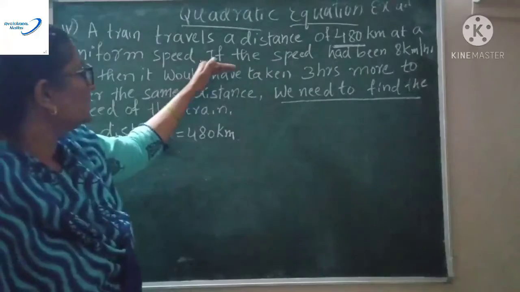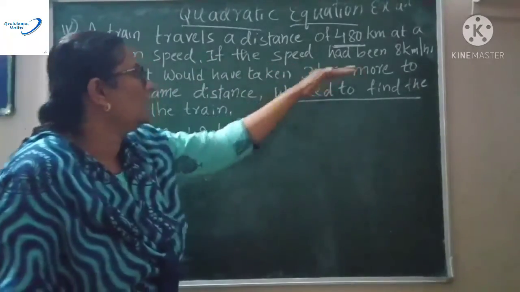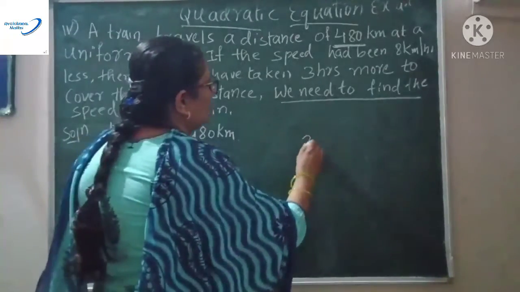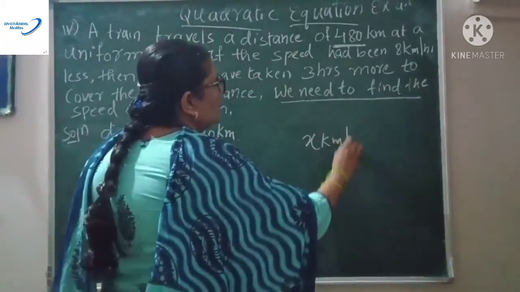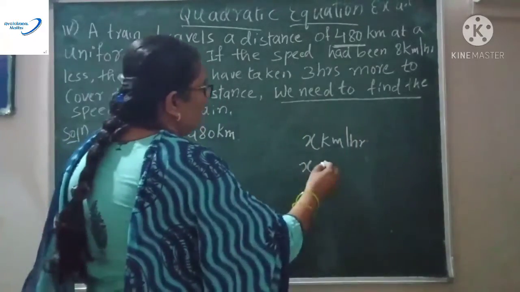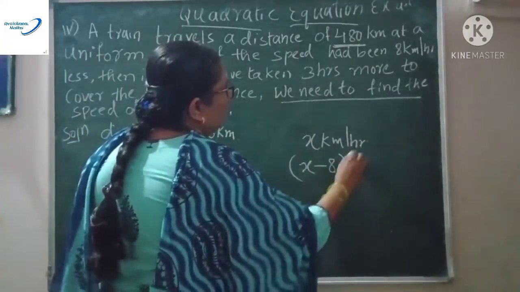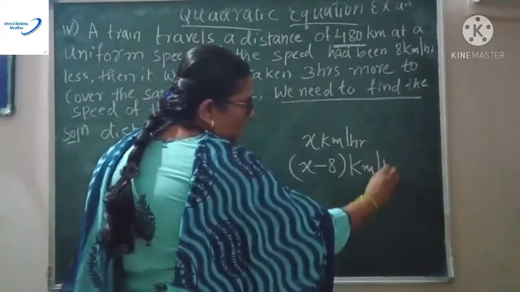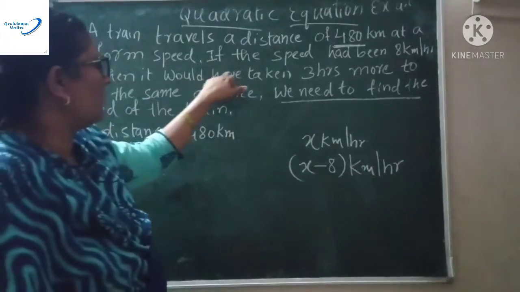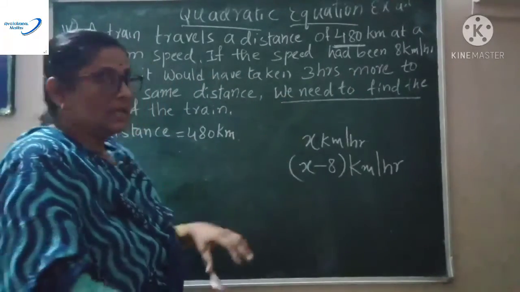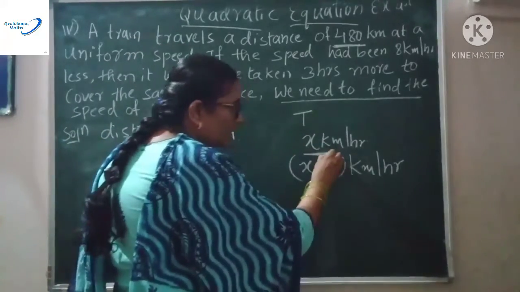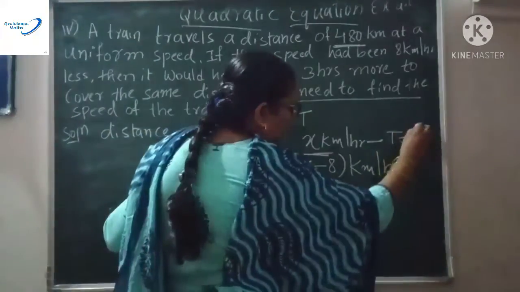Suppose the speed of our vehicle is x kilometers per hour. They are saying instead of this, if the speed is 8 kilometers per hour less, that means x minus 8 kilometers per hour. This is all our analysis of the problem. Then it would have taken 3 hours more. That means we don't know the time taken previously when the speed is x kilometers per hour.